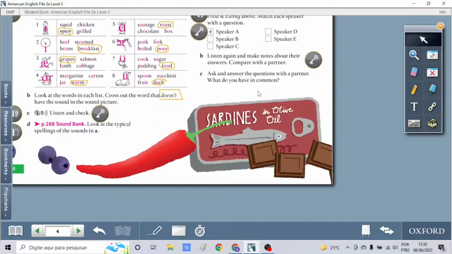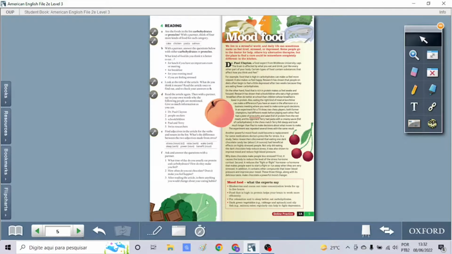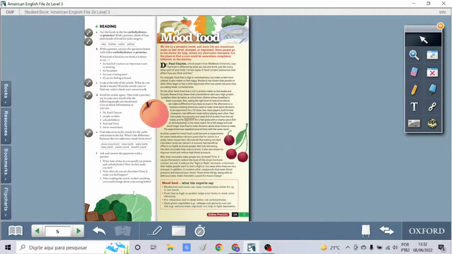Great. So now moving on to the next page. Now we have a reading activity. Mood, food. Is there any relationship between our mood and the food we eat? Do you think the food can really change your mood each day? This is what we are going to study now, okay?